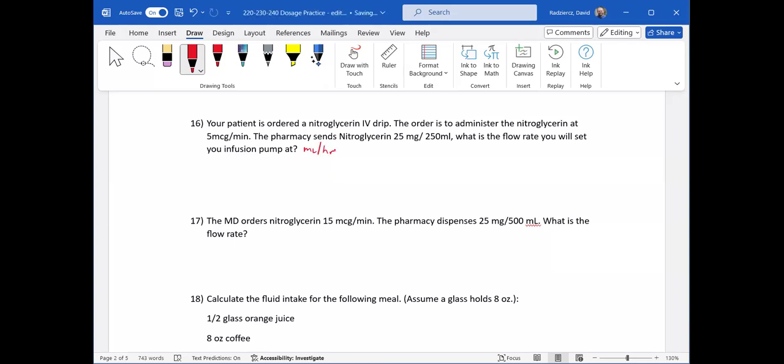And you might be thinking, well, why would I do that? Like it says it's in micrograms per minute. Why wouldn't I just keep it in minutes? From what I understand, the standard for flow rate is milliliters per hour. So that's why you would do that.